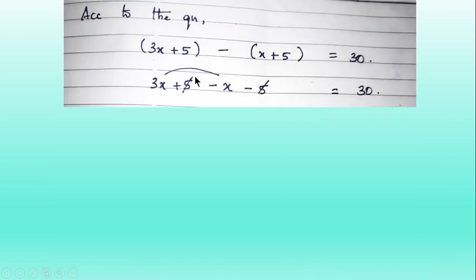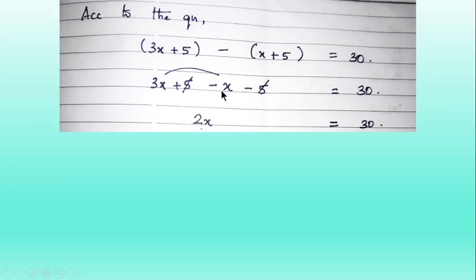According to the question we have written this, and what is the next step? 3x we can write as it is, 5 we are writing as it is. When minus is multiplied with plus x, we'll be getting minus x. When minus is multiplied with plus 5, we'll be getting minus 5. So what happens in the left hand side? Plus 5 and minus 5 get cancelled. And what about 3x minus x? Since they are like terms, we can subtract them. So 3x minus x gives 2x in the left hand side, and 30 we are writing as it is.